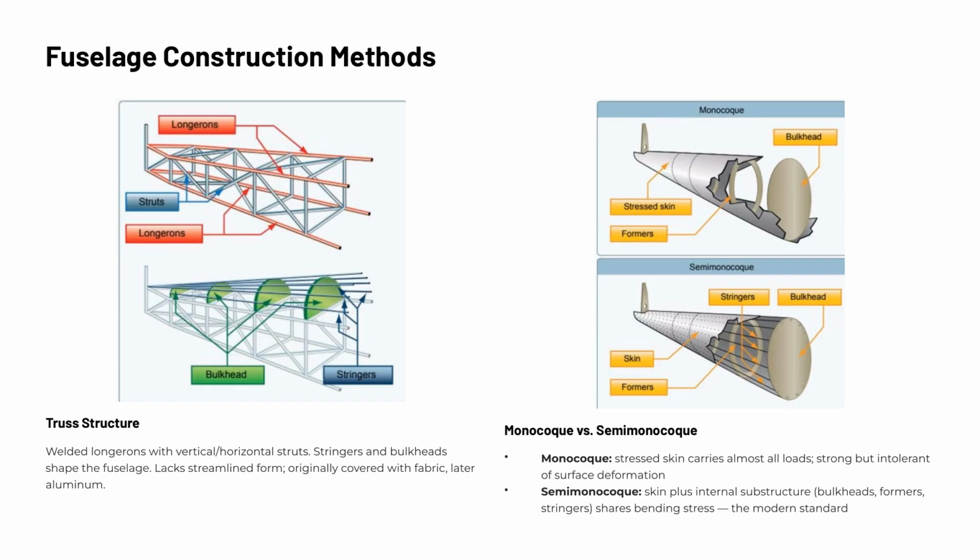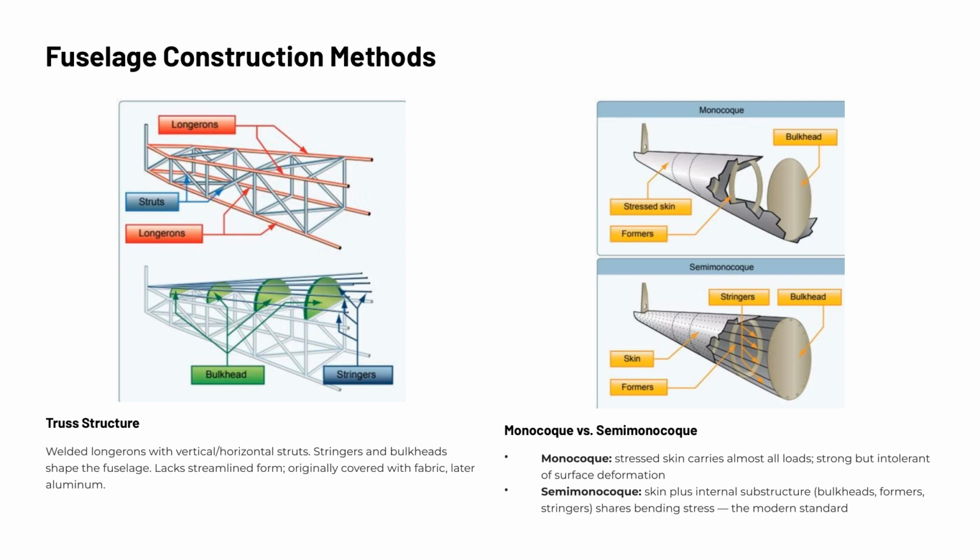There are three primary methods used to construct aircraft fuselages, and understanding each one helps you appreciate how structural design has evolved over time. The truss structure is the oldest approach. It uses welded longerons, the main longitudinal members, braced by vertical and horizontal struts to form a rigid framework. Stringers and bulkheads are added to give the fuselage its basic shape, but the truss itself does not naturally produce a streamlined form. Early aircraft covered this framework with fabric. Later designs used aluminum sheeting.